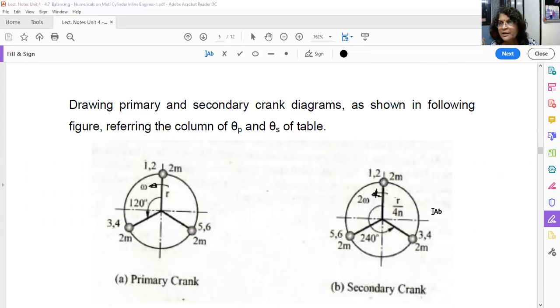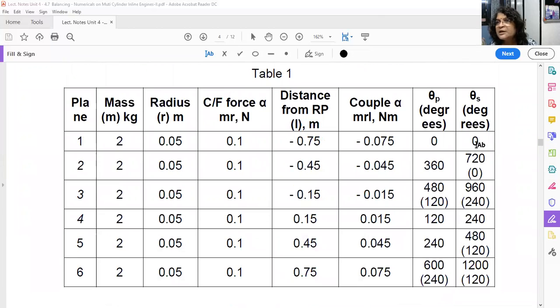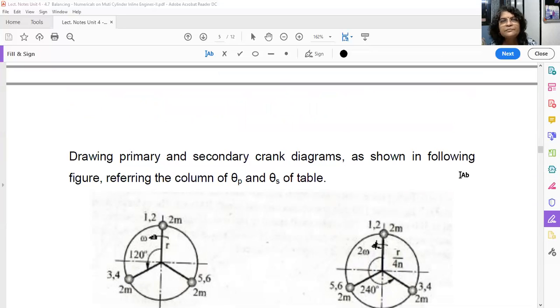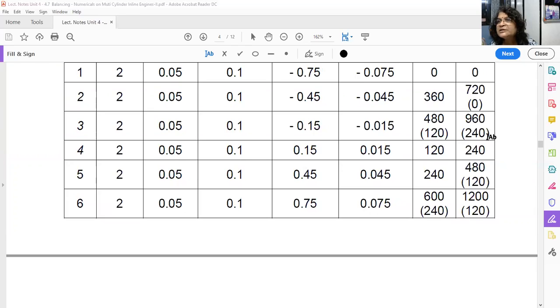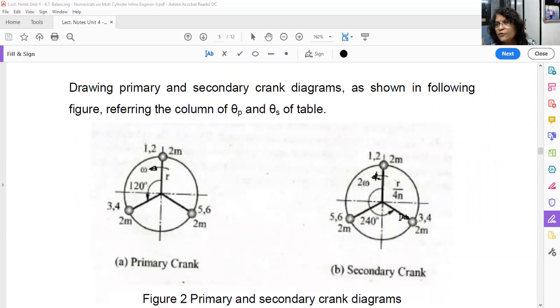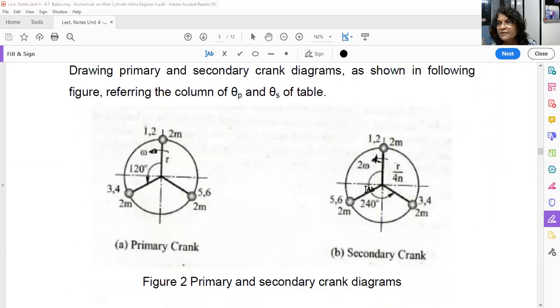Okay, then draw this secondary crank diagram. Let us see. Crank number 1, say plane number 1 and 2. Where is the unbalanced mass? 0 degree, 0 degree. So see here 1 and 2 at 0 degree. Then 3 and 4, see, this is 240, 240. Both are at same place. So from 1 it is 240 and 240, cylinder number 3 and 4. Then 5 and 6, 120, 120. So here 120, from here it is 120, 5 and 6.